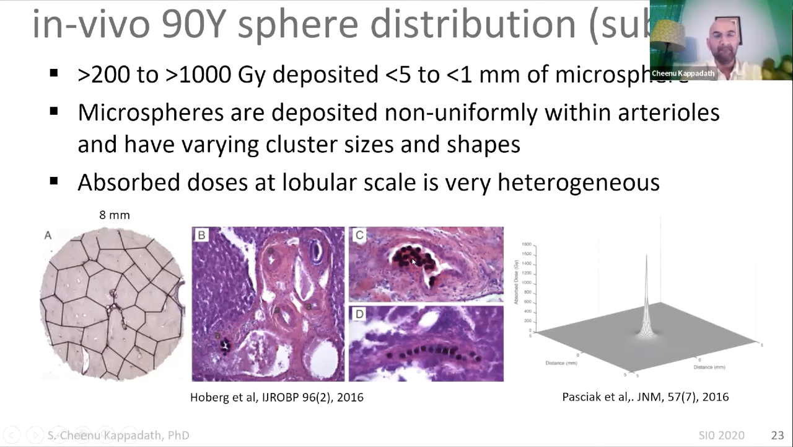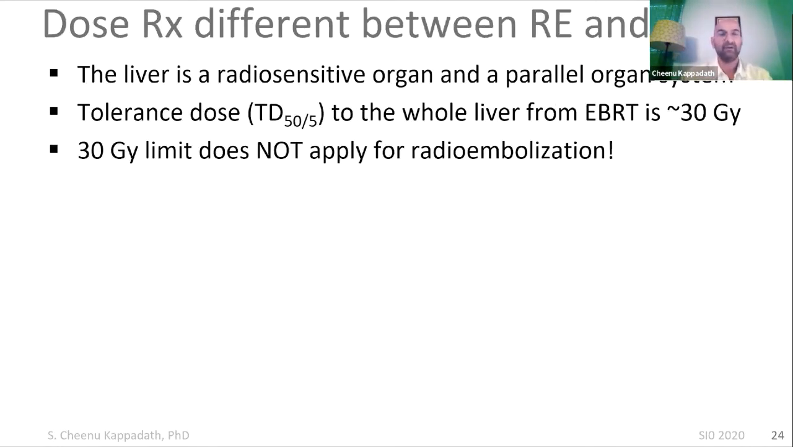So the impact of this is that you have regions close to this location that are getting hundreds of gray, while regions a few, a millimeter or so away are getting much lower doses, okay? So on average, they may be getting high doses, but at the cellular level, some cells are really getting very high doses and some are getting low doses. So what is the impact of this?